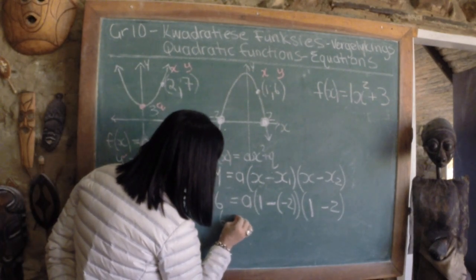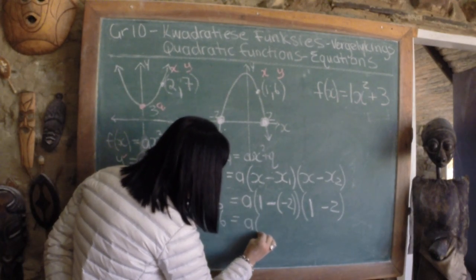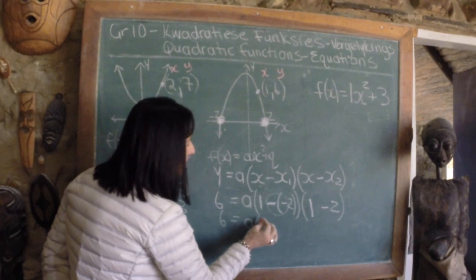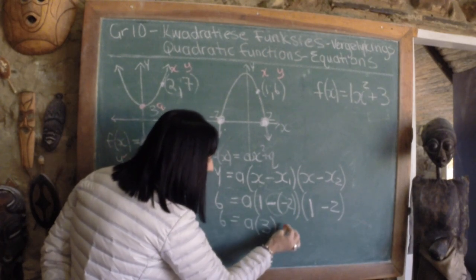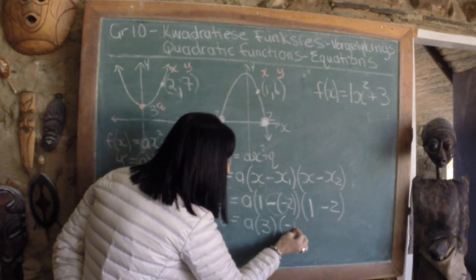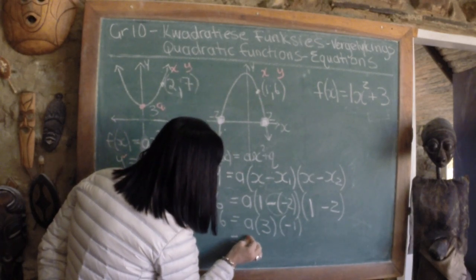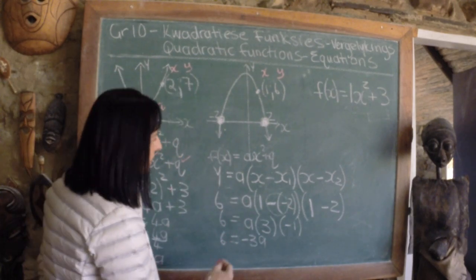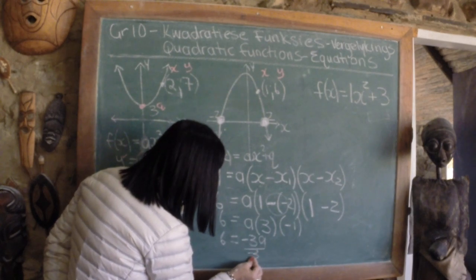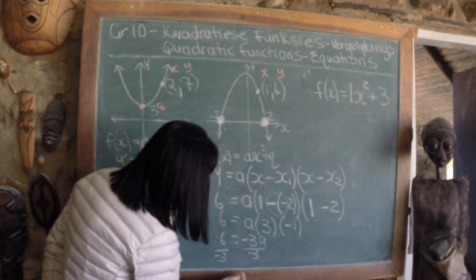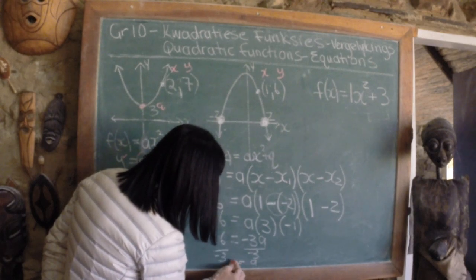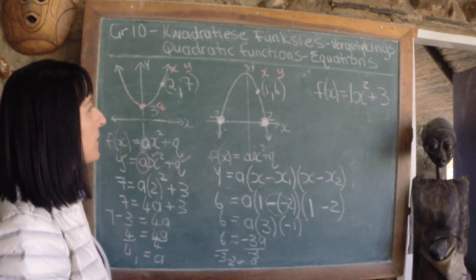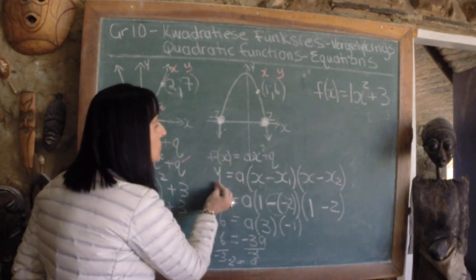So ek het vir 6 is gelyk aan a maal 1 plus 2, because 2 minuses next to each other gives me a plus. So ek het 3, 1 plus 2 is 3, en 1 minus 2 is minus 1. So nou het ek minus 3a, wat gelyk is aan 6. En nou kan ek deel met minus 3 aan albei kante to get my a, and my a value now equals minus 2. Goed, ek het my a waarde. Now I'm going to put my a value back into this equation.